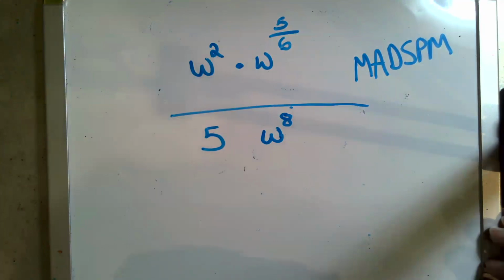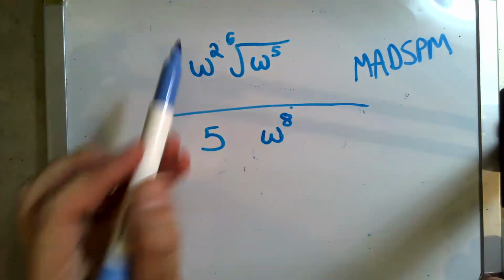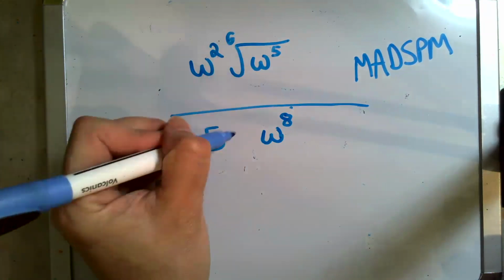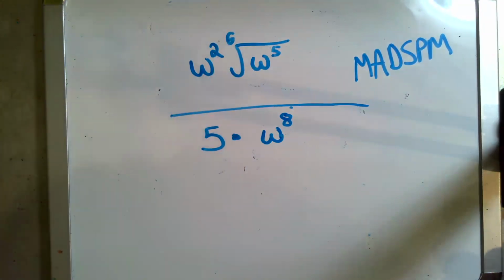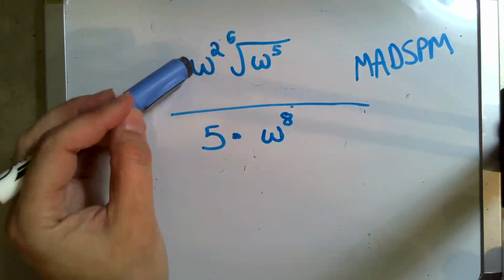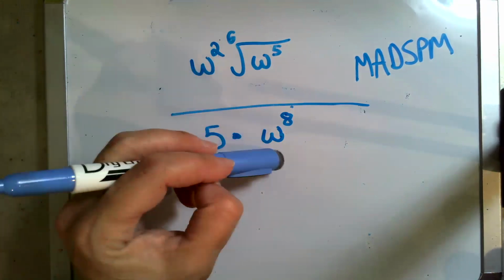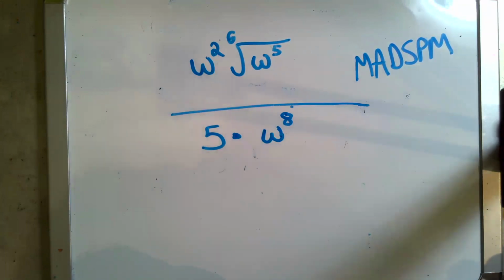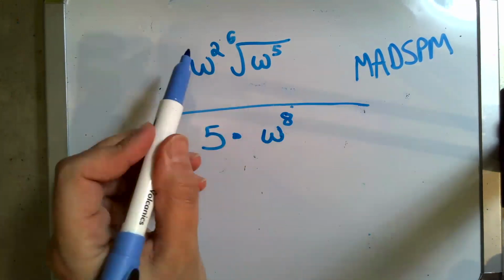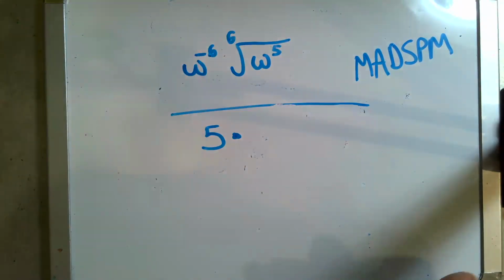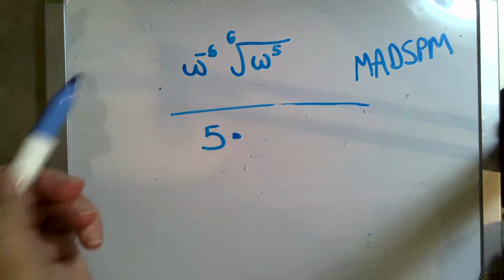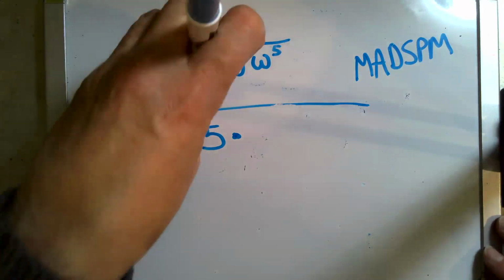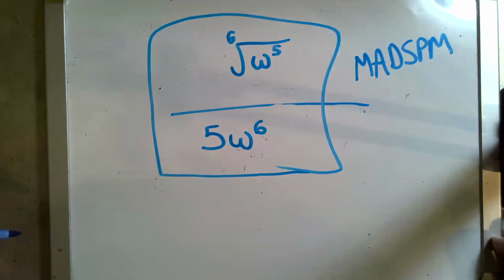or I can finish it up in the following way. W squared times the 6th root of w to the 5th, all over 5 times w to the 8th. And then my final step would be my w squared cancels with my w to the 8th. When I divide, I subtract. So first I would subtract up and get w to the -6, and then I would take that negative and bring it down to the bottom, 1 over, and that would be my final answer.